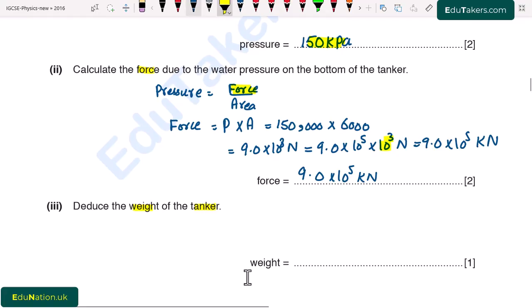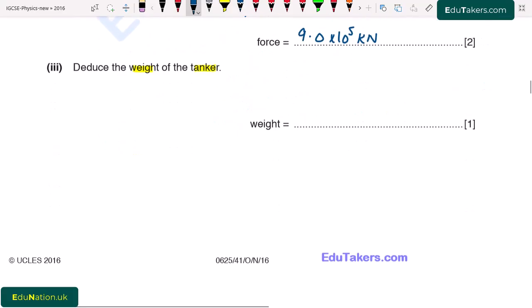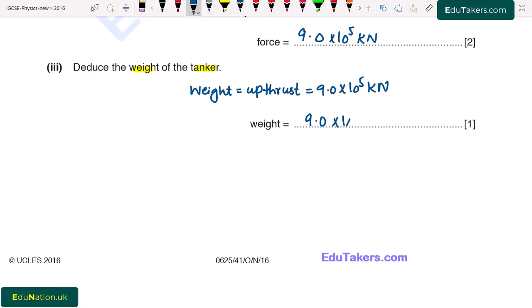So I write here, this force is actually the upthrust force. So I write here weight will be equal to upthrust, that is 9.0 into 10 to the power 5 kilonewton. So weight will be equal to 9.0 into 10 to the power 5 kilonewton.